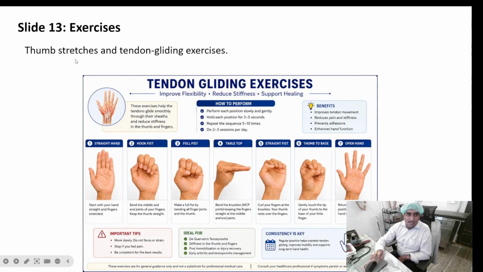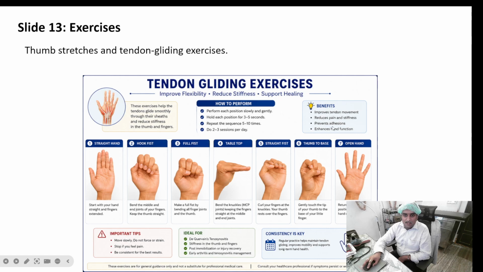Exercises: thumb stretches and tendon gliding exercises. These exercises help the tendons glide smoothly through their sheaths and reduce the stiffness in the thumb and fingers. How to perform each position: slowly, gently. Hold each position for 3 to 5 seconds. Repeat the sequence 5 to 10 times. Do 2 to 3 sessions per day.